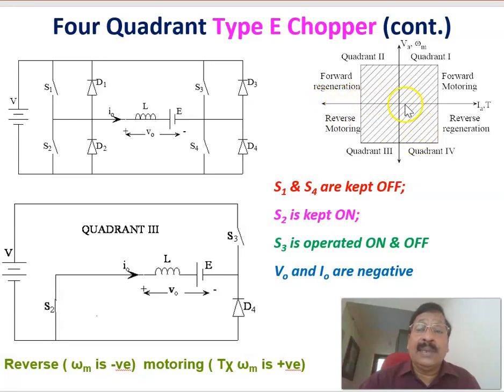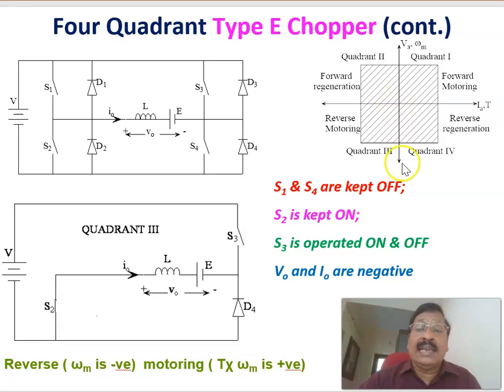Or you can say that in the mechanical plane, here omega m is negative and torque is negative. The product of torque and omega m is positive. That is why the mechanical power output is positive, or power is flowing from the DC source into the motor, and motoring action is taking place. Since T into omega is positive, DC electrical power is converted into mechanical power. That's called a motoring action.